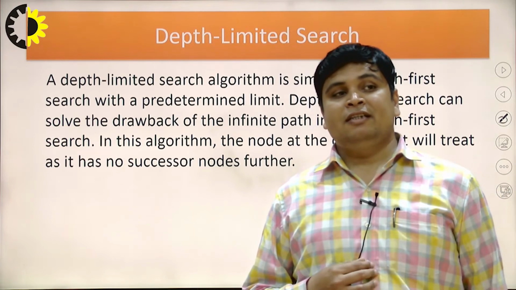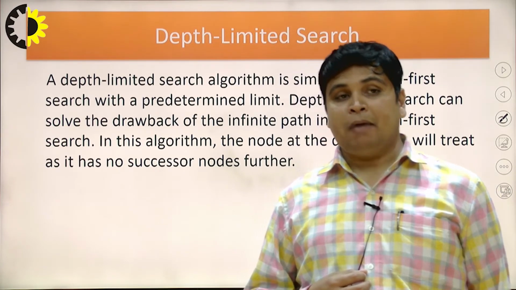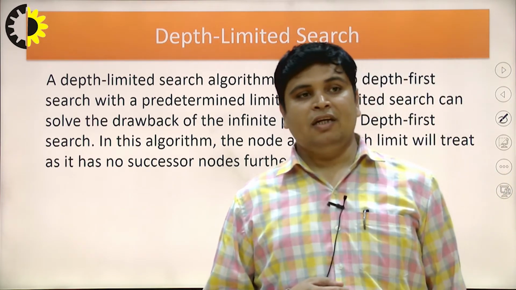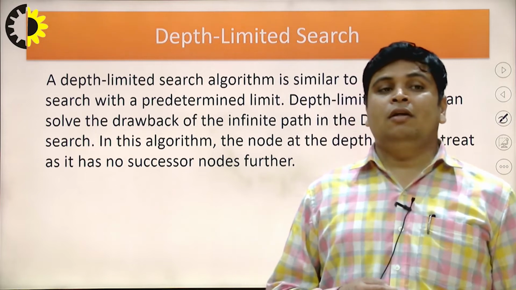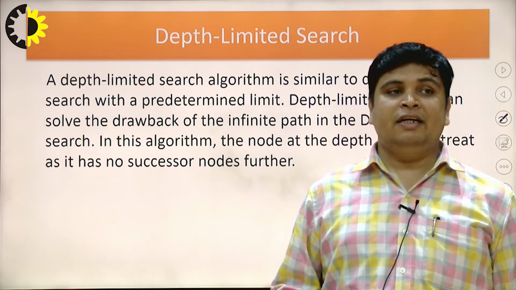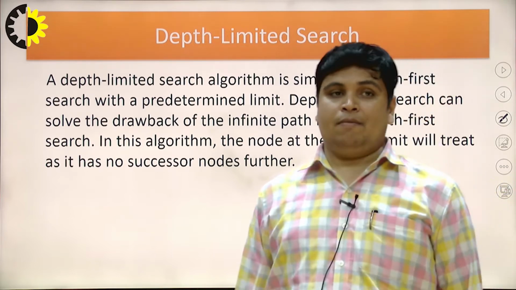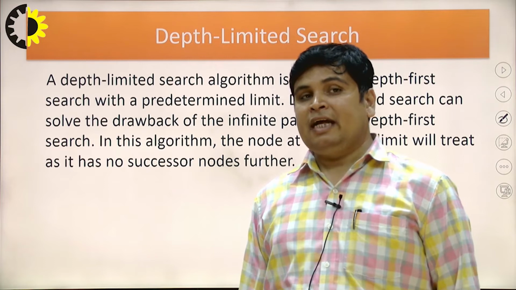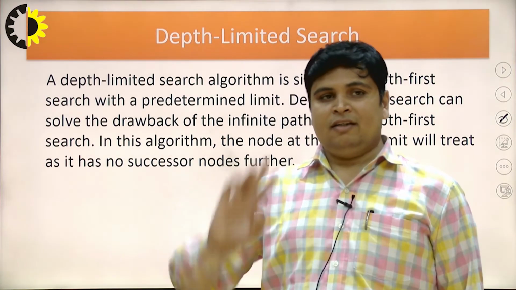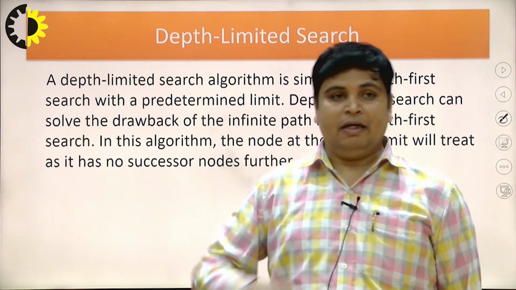Depth limited search can solve the drawback of the infinite path in the DFS. In this algorithm, the node at the depth limit will be treated as if it has no successor nodes further. If we define the depth that we have to search at level 2, this is final. The search does not go beyond a particular level.